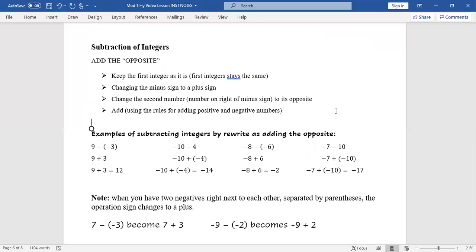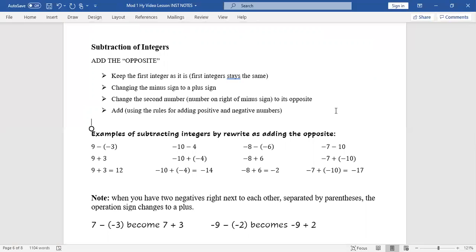So positive 9 minus a -3, the 9 stays the same, the minus becomes a plus, and then the -3 becomes a positive 3. Now I just have 9 plus 3, which gives me 12. -10 minus 4, well, the -10 stays the same, the minus becomes a plus, the positive 4 becomes a -4. Now I have two integers that have the same sign, they're both negative, I just add them together and get more negatives. -10 plus -4 gives me -14.